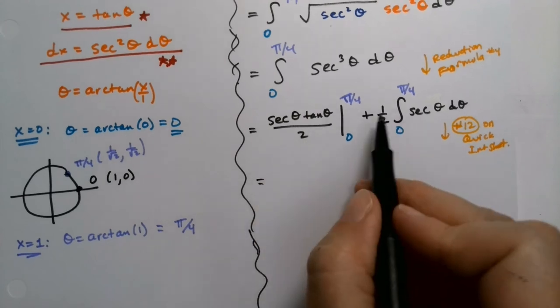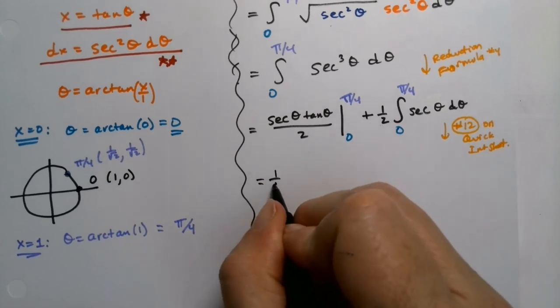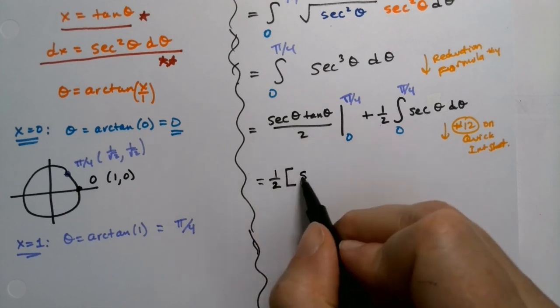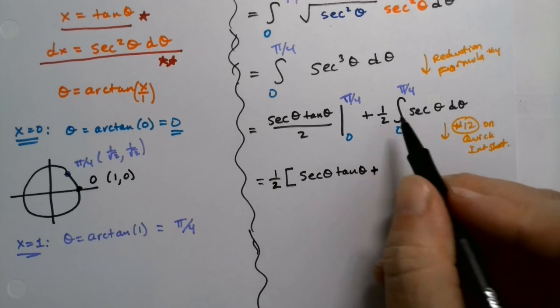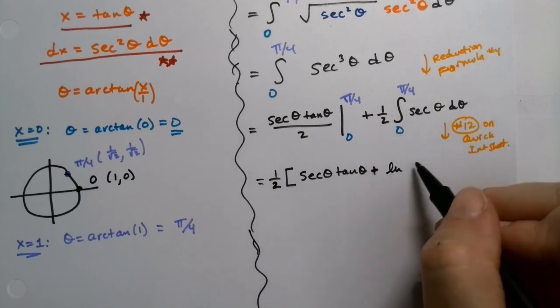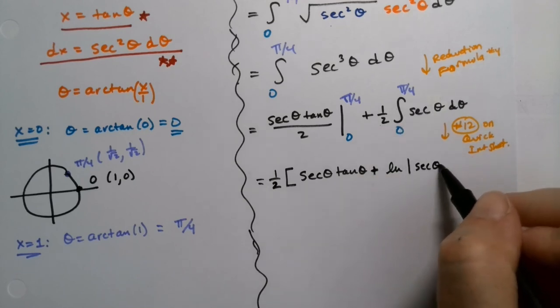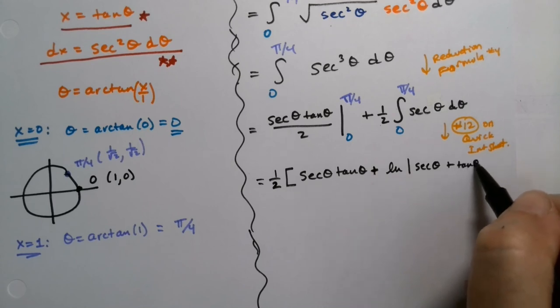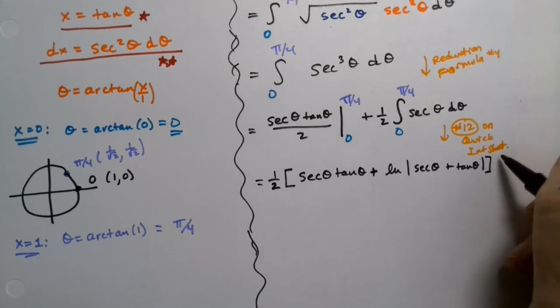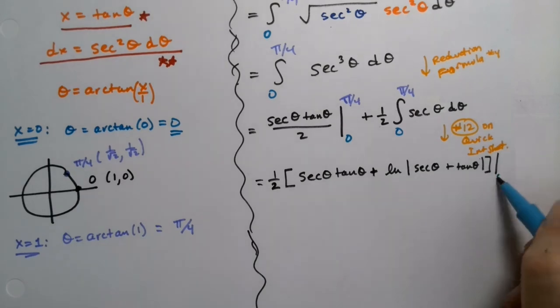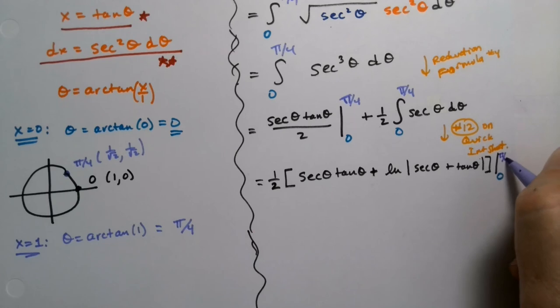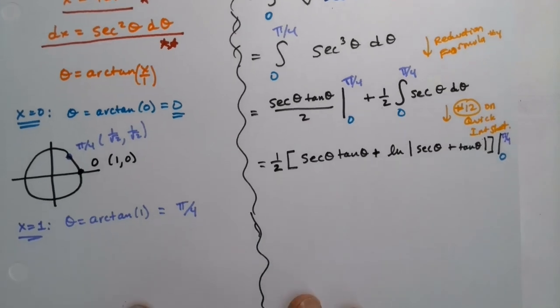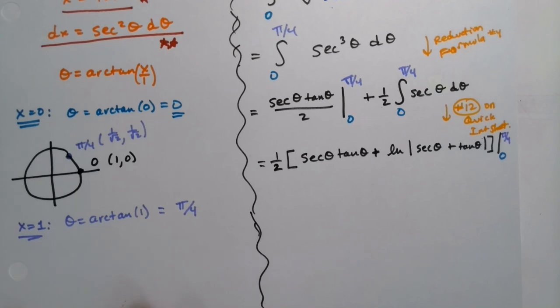And there's a half. Do you see how there's a half in both of them? So I'm just going to factor that out. So that leaves me secant of theta, tangent of theta, plus, I factored that half out, and the integral of secant is the natural log of secant of theta plus tangent of theta. And all of that is from 0 to pi over 4. Amazing, isn't it? Okay, so now we just need to put the work in.